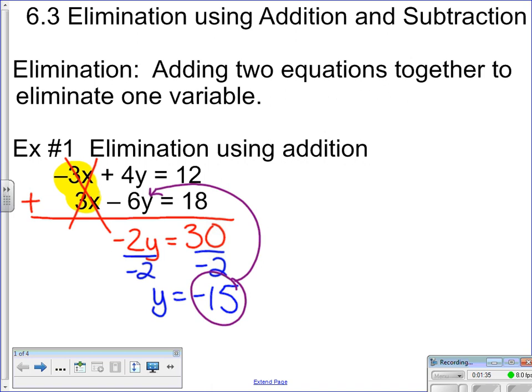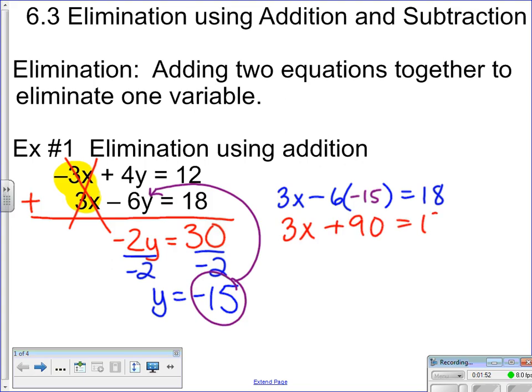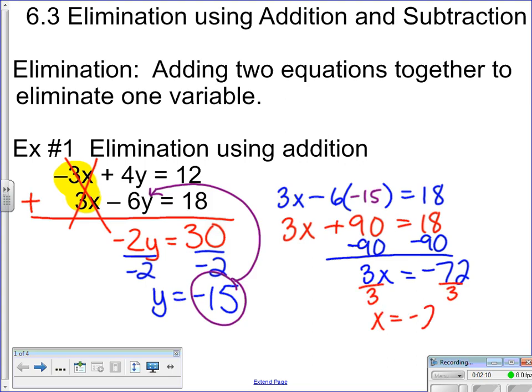So if I use the bottom one, I'll get 3x minus 6y, but the y has been replaced with a negative 15, equals 18. Do some basic algebra. Negative 6 times negative 15 makes positive 90. Solve for x by subtracting 90 from both sides. And 3x equals negative 72. One final step, divide by 3, x equals negative 24.